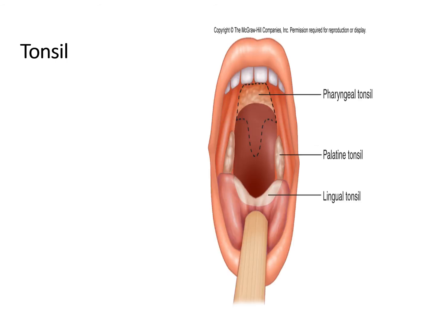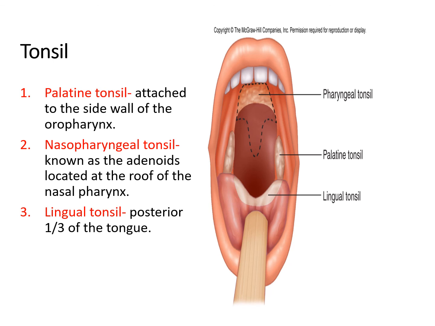So we have here your pharyngeal tonsil, your palatine tonsil, and your lingual tonsil. So primarily, what do they do? This tonsil actually tries to control the infection in the oral cavity. So for example, you have an infection, they will try to limit it so that the infection will not go into the different parts of your body. So primarily, that is the function of your tonsil.